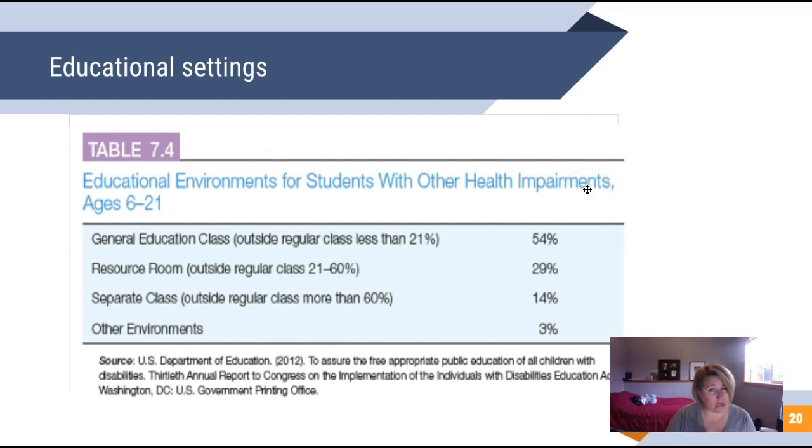it can be individuals with seizure disorders, they've been going through cancer treatments, they have other metabolic disorders, lots of other disorders can be under this category, but I would say the majority of individuals under other health impairment are those with attention deficit disorder.